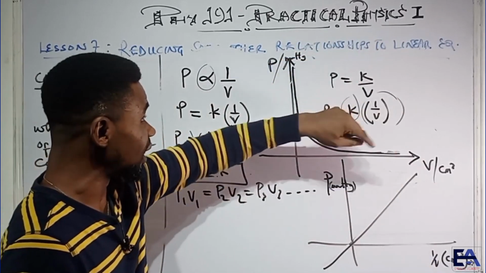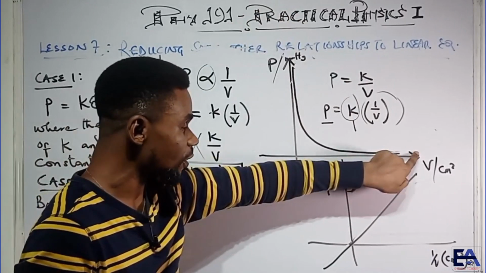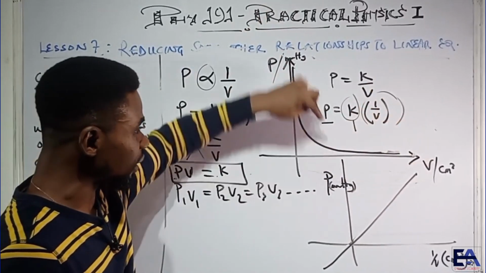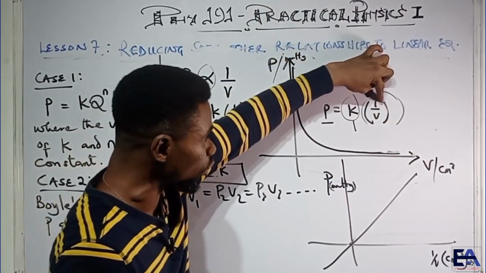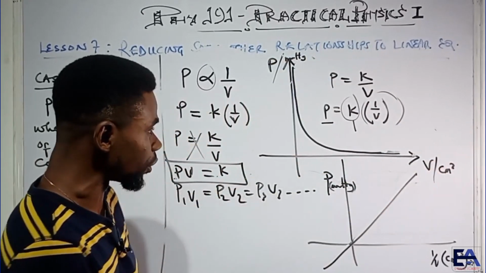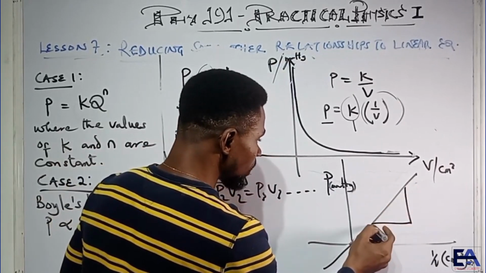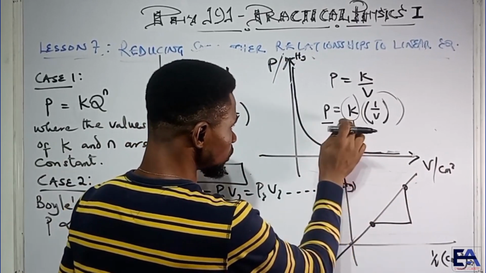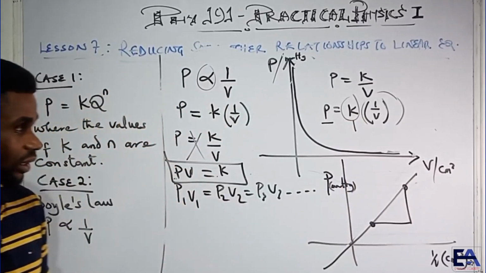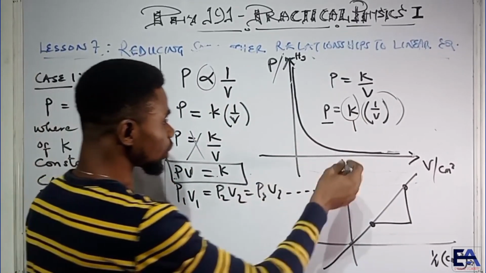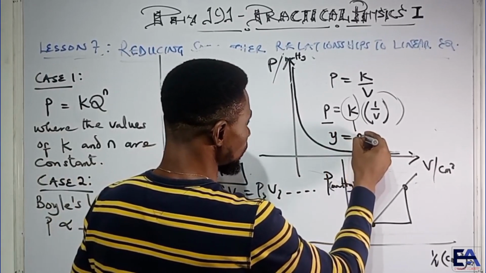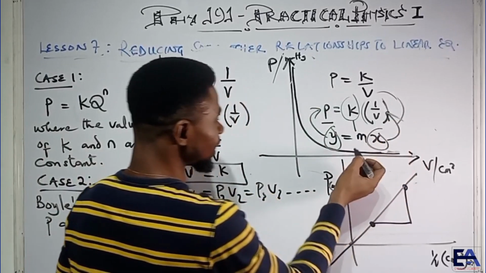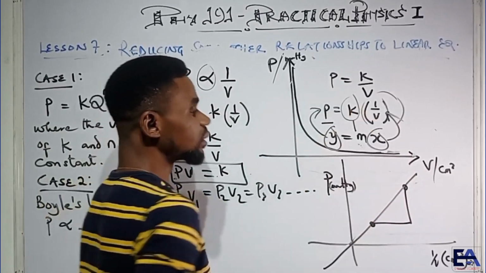If you plot the graph of P against V directly, you get this kind of graph, from which you are not going to be able to deduce anything. But if you choose to plot a graph of P against 1 over V, then you're going to have a straight line graph that passes through the origin. The slope of the graph, that is the change in P to the change in 1 over V, is going to give you the value of K, the constant of proportionality. This is just like an example of y equals mx, where our y is this P, our x is this guy, and our m is now the K.